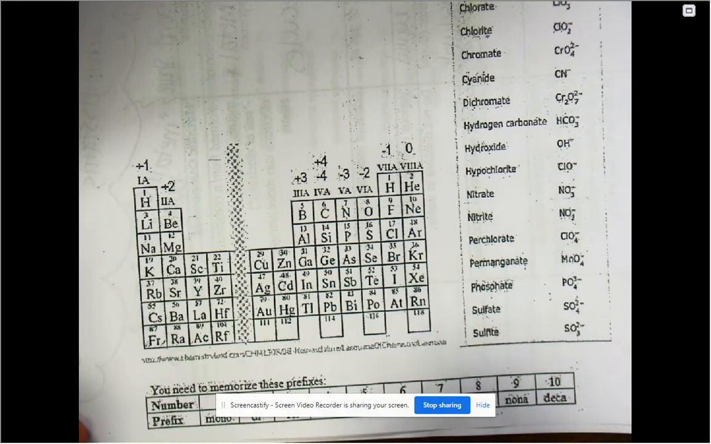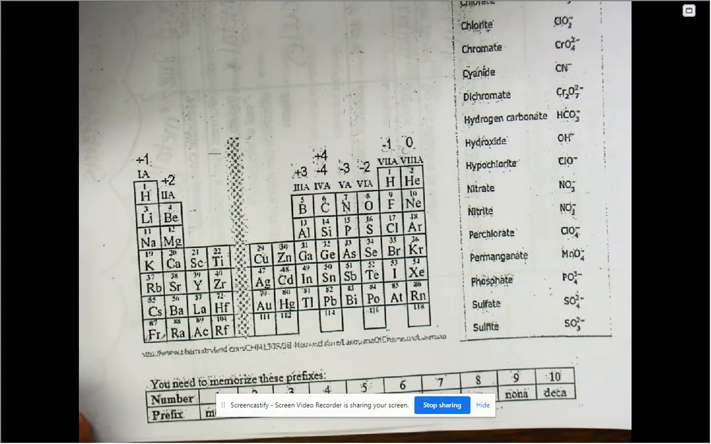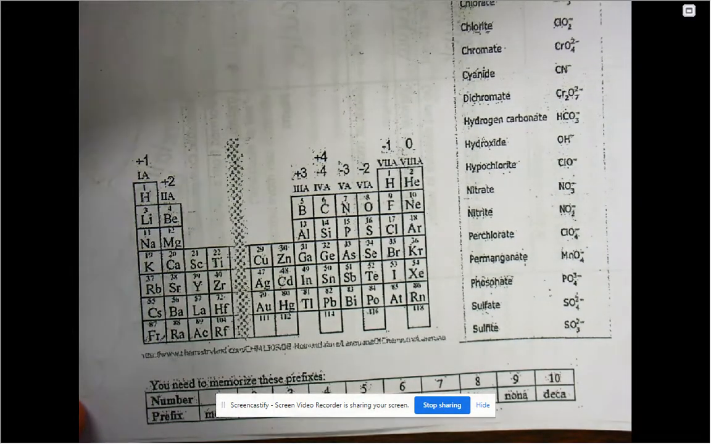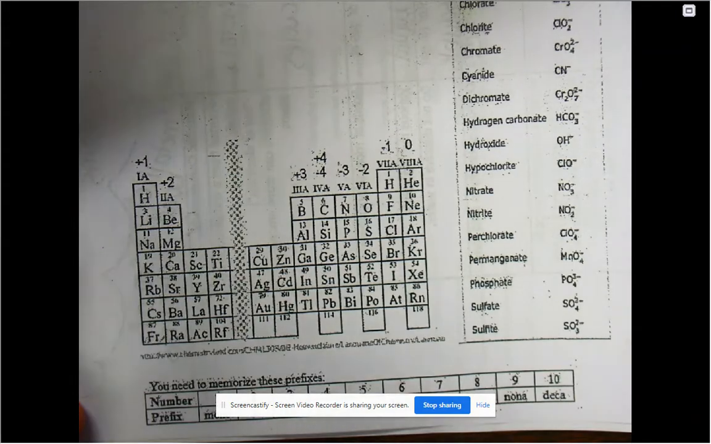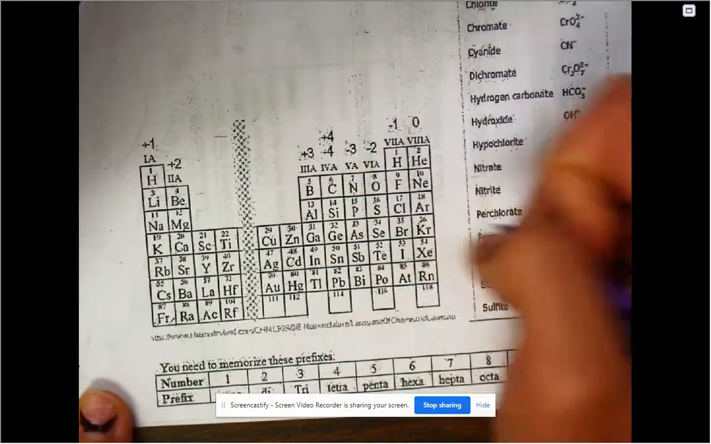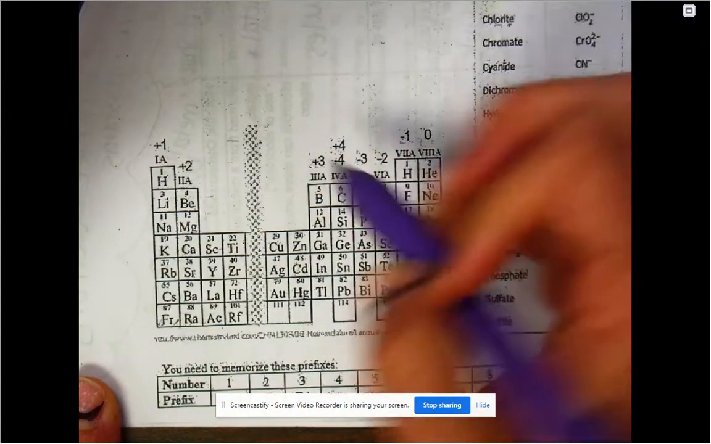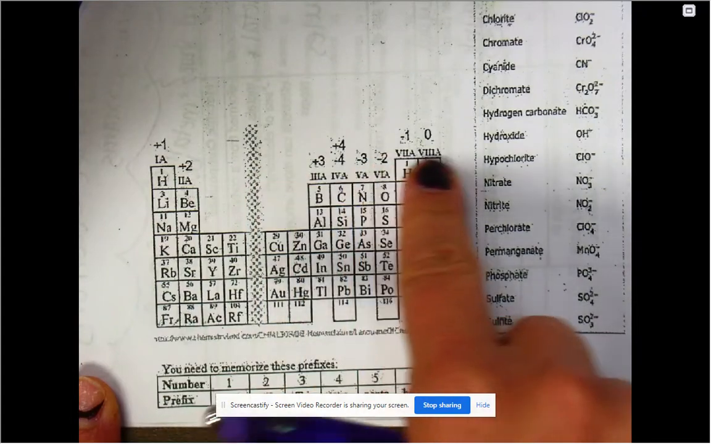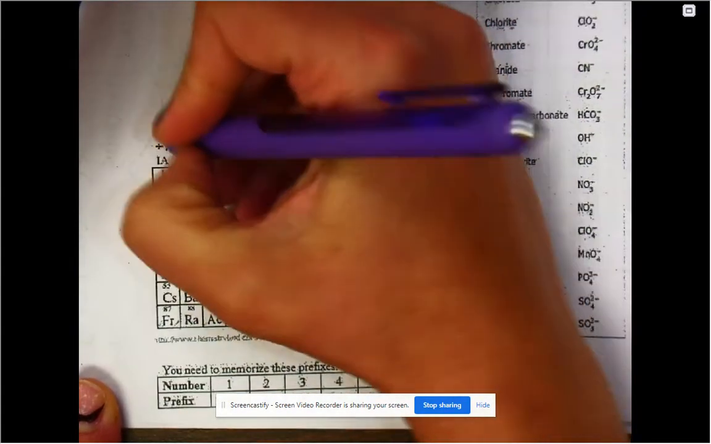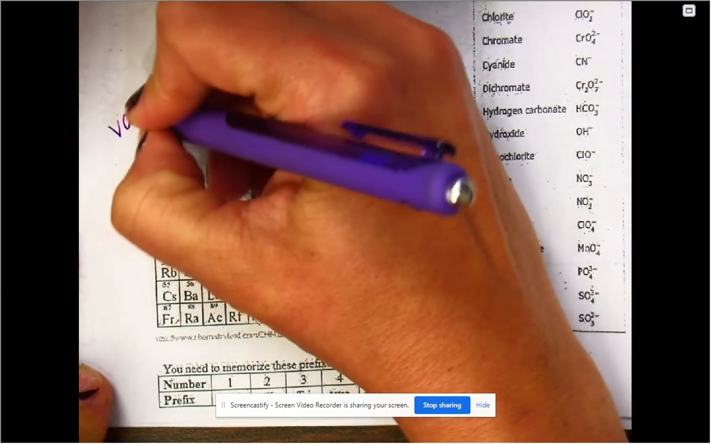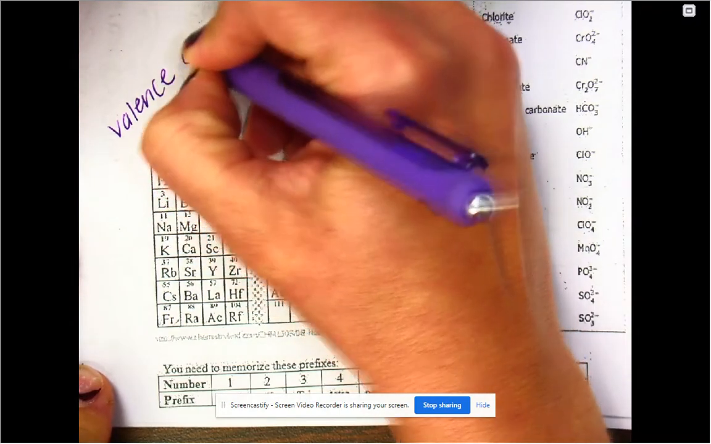So does everybody have a periodic table that has your valence electrons on it? That didn't sound very positive from all y'all. But you guys wrote them on your little periodic tables. Okay? And if you didn't, what you can do is you can add it to this little segment right here. So you see that these all have little charges on them, right? So we can go ahead and write for valence electrons, because that's what you need today.